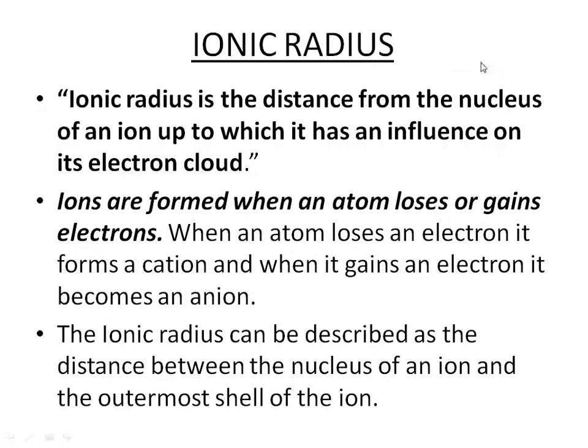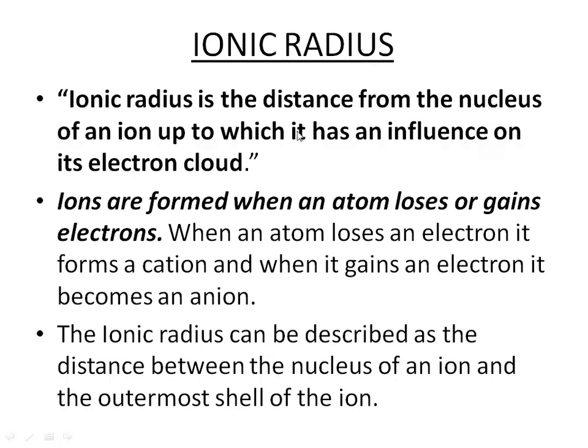Ions are formed when an atom loses or gains electrons. We have already heard about ion formation when an element loses or gains electrons. When an atom loses an electron, it forms a cation. Electron loss forms a cation, electron gain forms an anion. So the ionic radius can be described as the distance between the nucleus of an ion and the outermost shell of an ion. This is a very simple definition.